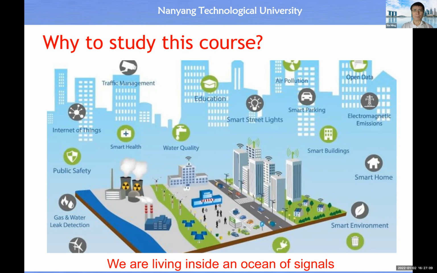From this slide, you will see we have smart parking system, smart street light system, smart building system, smart home system, smart environmental system, smart health system. And you also see the Internet of Things, and inside the Internet of Things, the 2 basic devices include sensors. Therefore, this course is extremely important, not only for application in industry, but also for many applications in society.